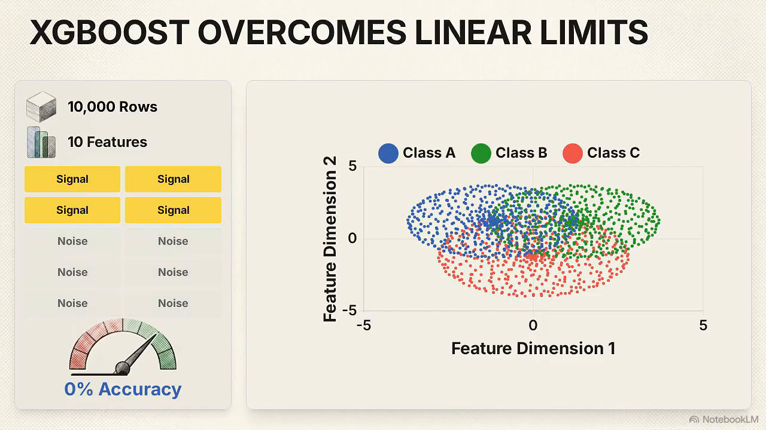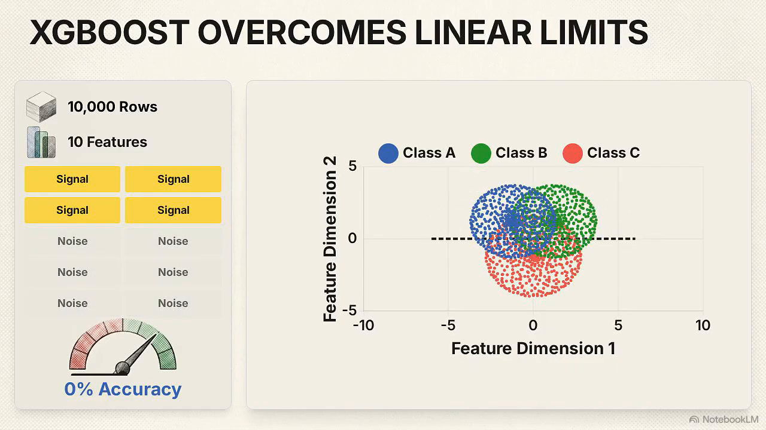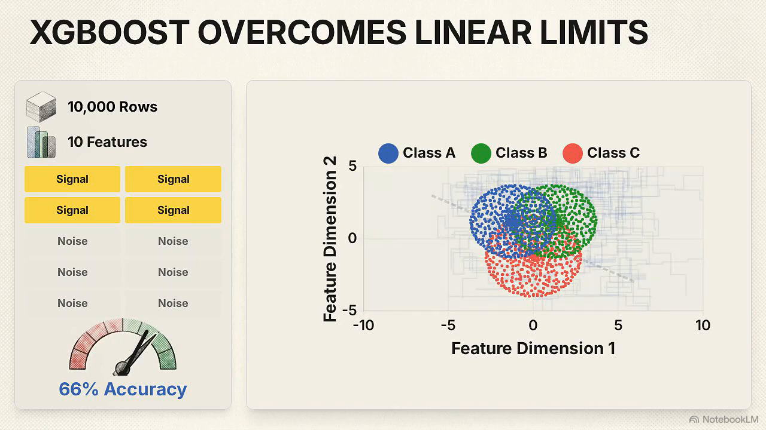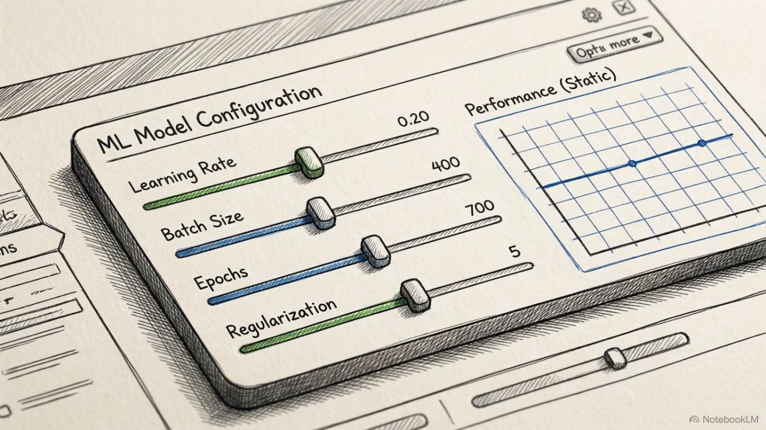The rest are noise. A standard linear model attempts to separate these clusters with a single straight boundary, but because the data is overlapping, it hits a 66% accuracy ceiling. To break this ceiling, we stop searching for one perfect algorithm and instead combine hundreds of weak learners. Applying XGBoost generates overlapping, complex boundaries that adapt to the data's shape. Accuracy jumps to 88%.